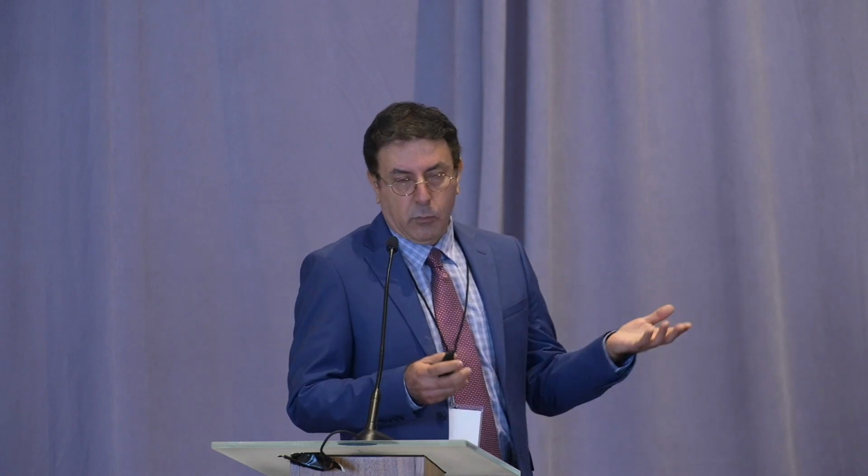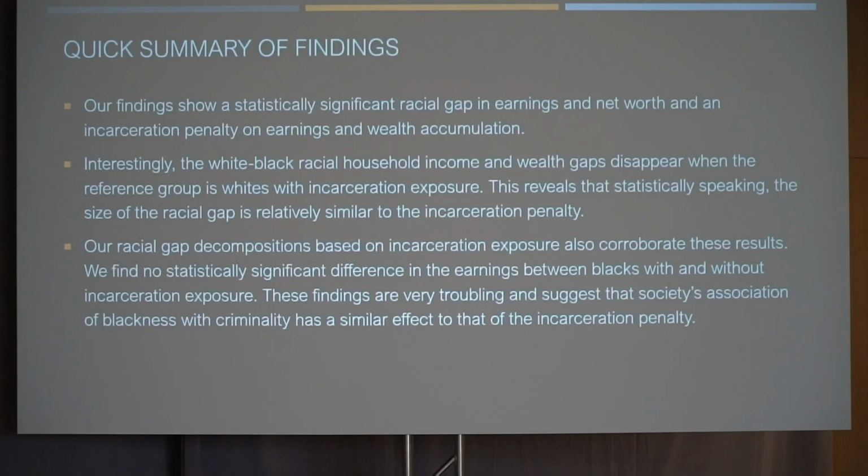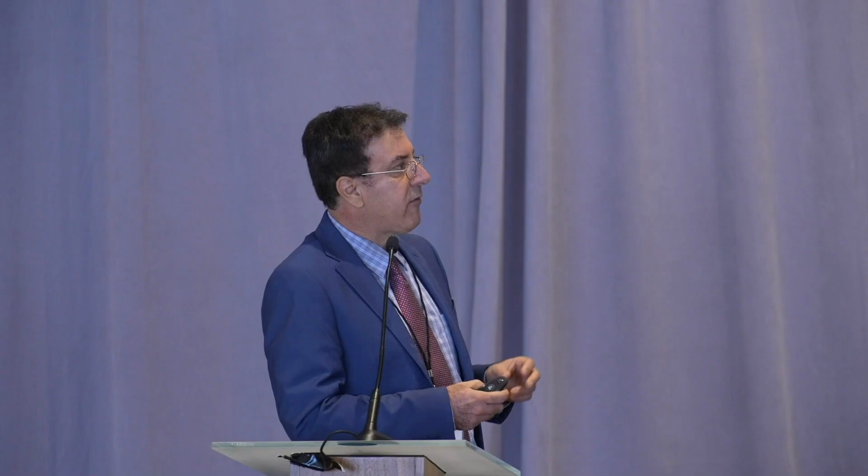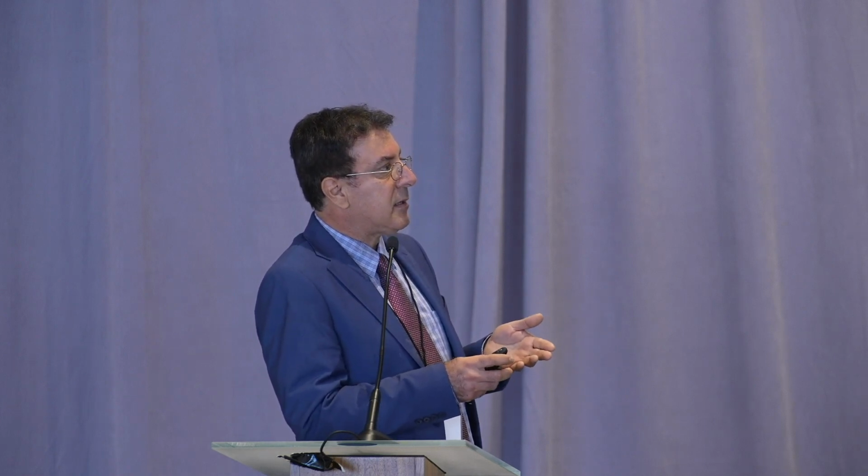So our findings show statistical significance of the racial gap in earnings and net worth. We've seen it. We're going to see it more. I mean, with the prior slides, what I shared with you where we compare the nation versus the state and the city. Also, it's interesting to find that white and Black racial household income and wealth gaps disappear when the reference group is whites with incarceration exposure. This revealed, this is very challenging. The size of the racial gap is relatively similar to incarceration.